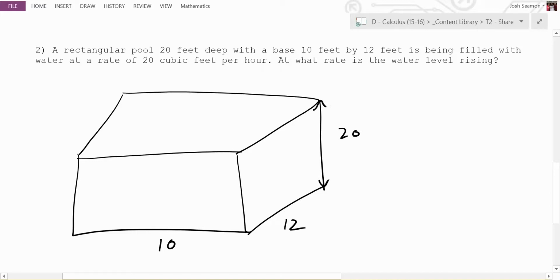Quick question for you. Is the height of this tank relevant at all in this? No. The question is asking how fast is the water level rising. Does that have anything to do with the height of the tank? No. If I change the 20 to 2,000 miles, would that change anything about this question? No. So what am I missing from my picture?